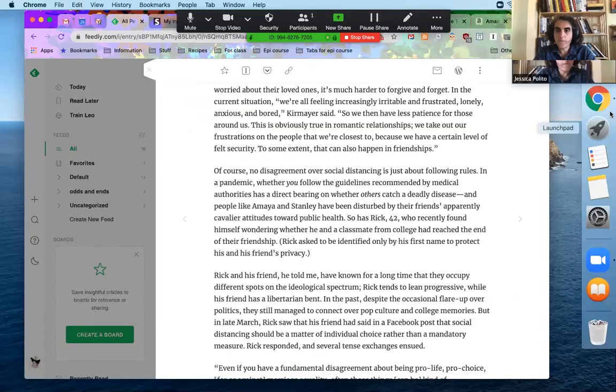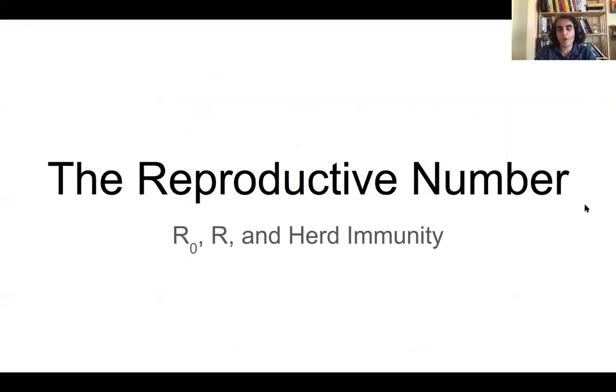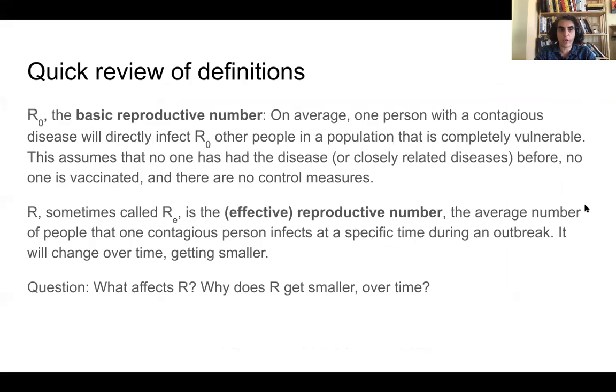So let me bring up our slides. So we're going to be talking about these reproductive numbers, R naught and R, and about the idea of herd immunity. So quick review of the definitions. R naught is a basic reproductive number. That is a number that describes how many people will be infected by one person who shows up with the disease in a population that's completely vulnerable, that has no immunities to the disease.